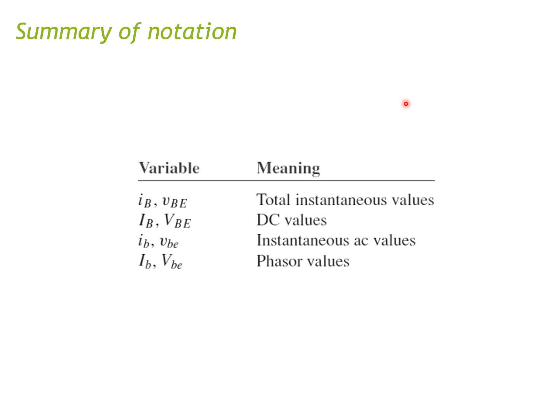In this chapter, we will have to go through both AC and DC conditions. That means both DC and time-varying conditions. So let's go through some of the notation so that we can be clear to move on to the next step. First of all, I represents current, V represents voltage, but B stands for base, C stands for collector, and BC stands for base-collector junction. BE stands for base-emitter junction.